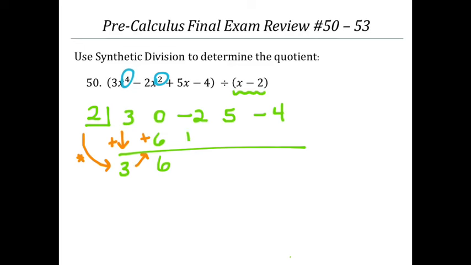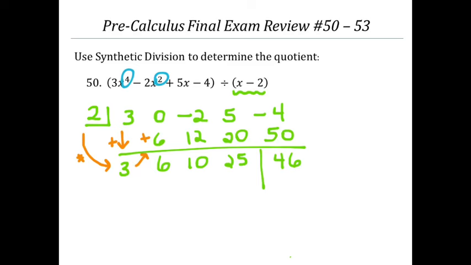2 times 6 is 12. Negative 2 plus 12 is 10. 2 times 10 is 20. 5 plus 20 is 25. 2 times 25 is 50. And negative 4 plus 50 would be 46. Now that last number, that's going to be our remainder.